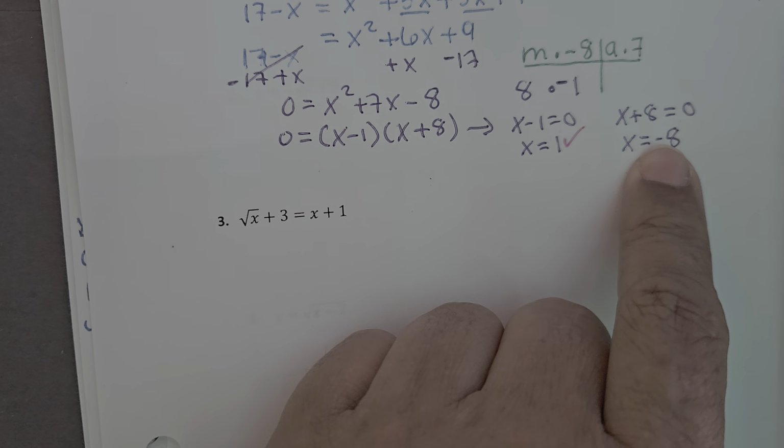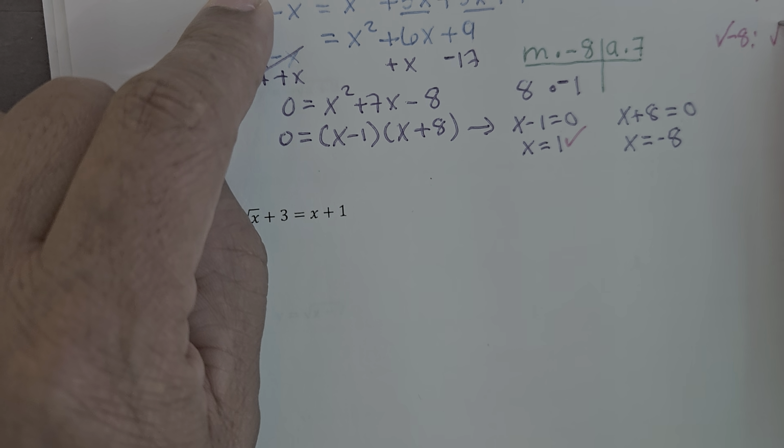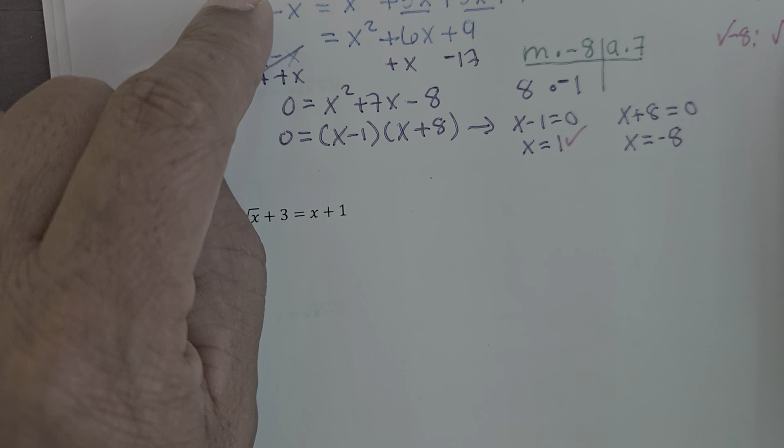But then I got to check this one also. So let's check when x is negative 8. Again, go back to the original equation. So I have 17 inside of the radical. And then instead of x, replace that x with a negative 8.